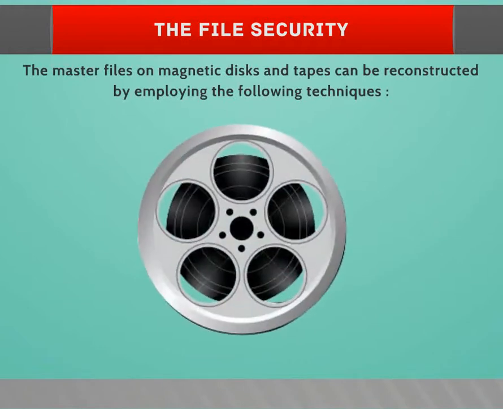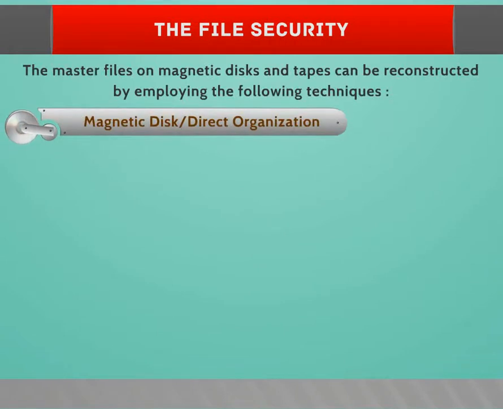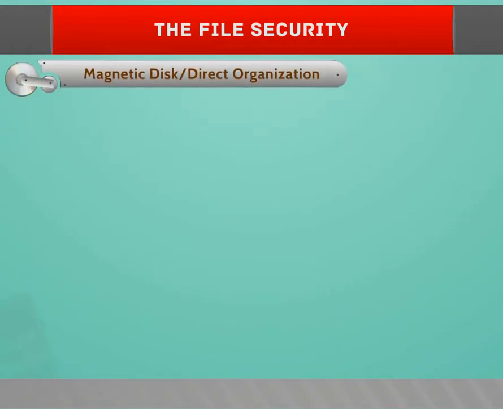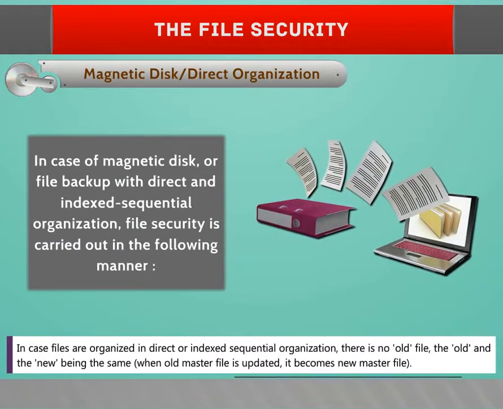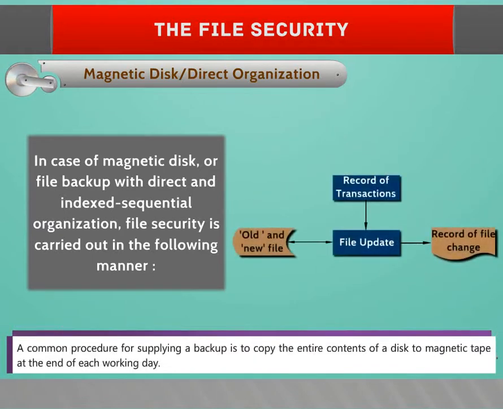The master files on magnetic disks and tapes can be reconstructed by employing the following techniques. Magnetic disk or direct organization: in case of magnetic disk file backup with direct and indexed sequential organization, file security is carried out in the following manner. In case files are organized in direct or indexed sequential organization, there is no old file, the old and the new being the same. When the old master file is updated, it becomes the new master file. A common procedure for supplying a backup is to copy the entire contents of a disk to magnetic tape at the end of each working day.